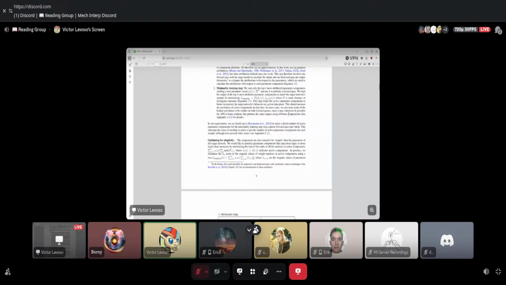They were saying that they were using a different notion of behavioral faithfulness. But here it seems they are actually optimizing for behavioral faithfulness, which is okay. In some cases, we also train some of the hidden activations to be similar, since it may otherwise be possible for a PD to learn solutions that produce the same outputs using different computations.